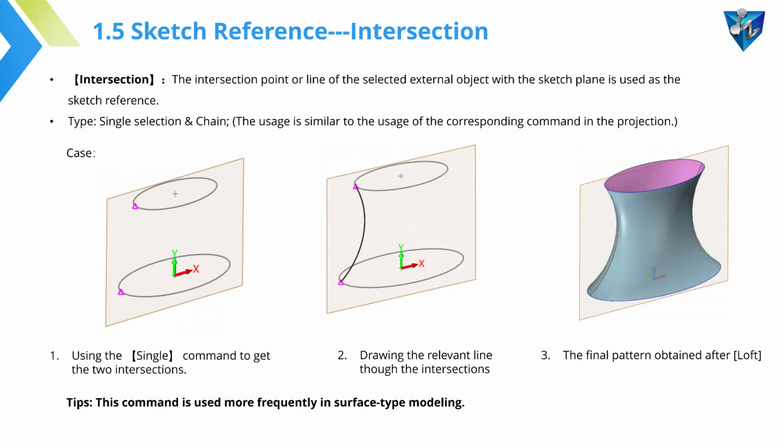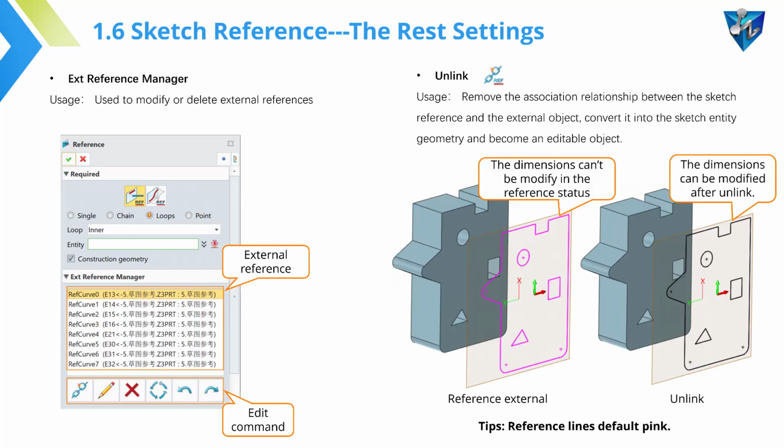Also, the intersection tool has the single selection and chain pick, and the usage is similar to the corresponding command in the projection. This command is used more frequently in surface type modeling. For the sketch reference, we also have some other settings such as the external reference manager. This one is normally used to modify and delete the external reference. As you can see, this is the command window for the reference manager.